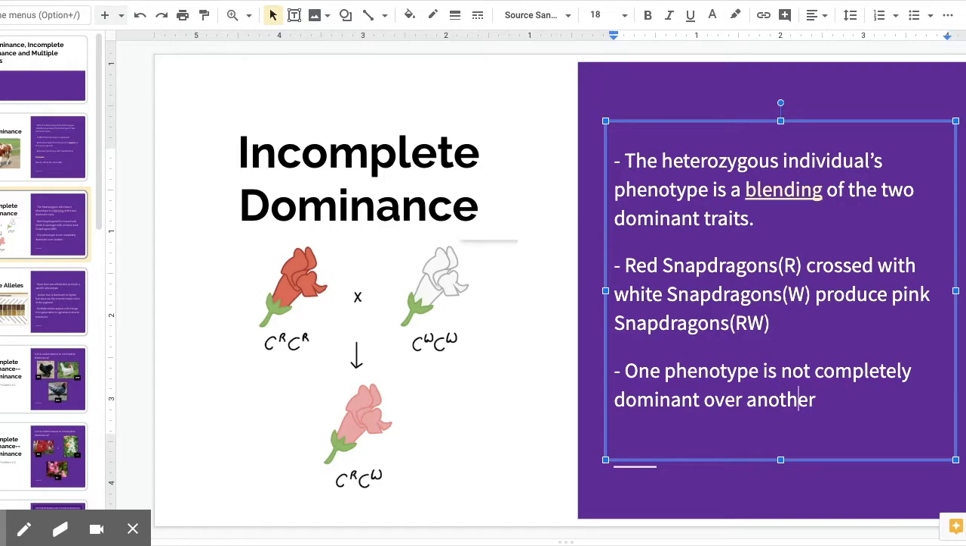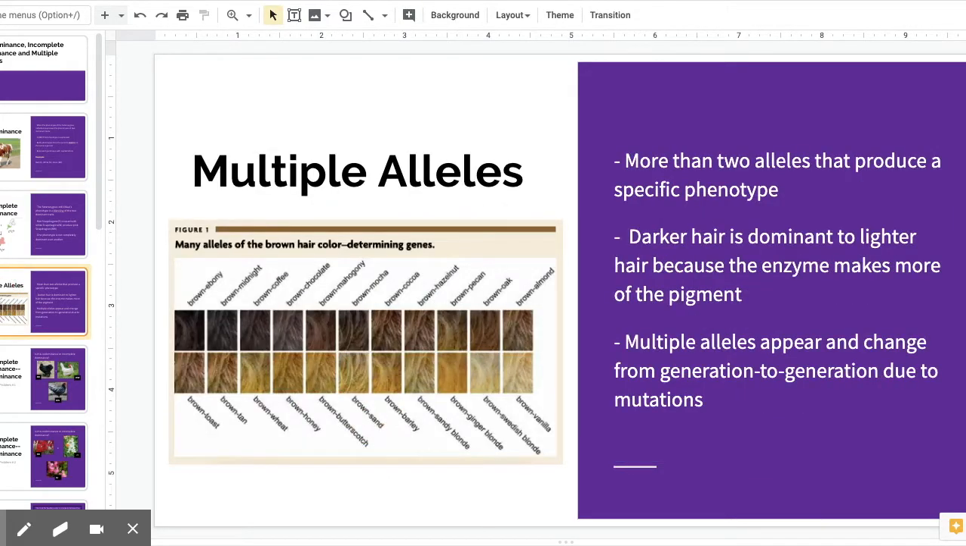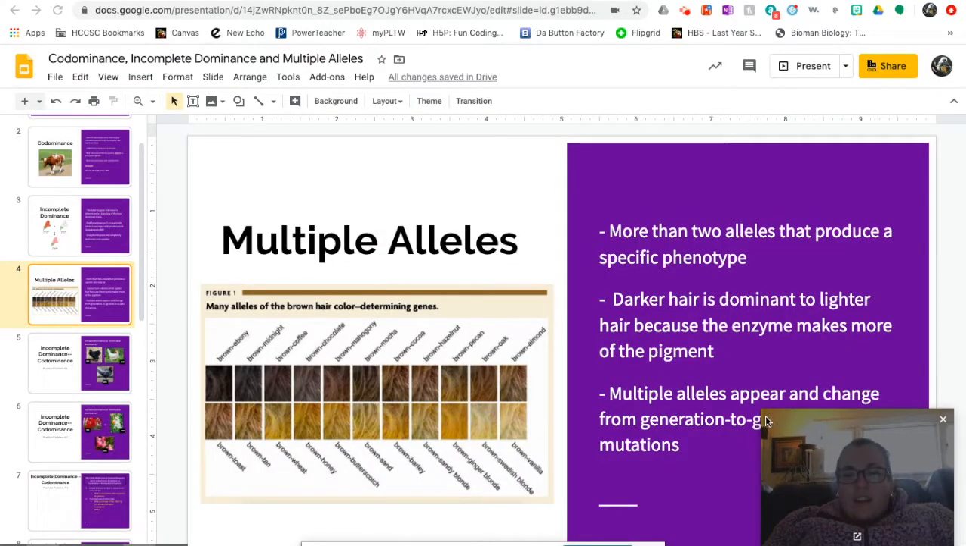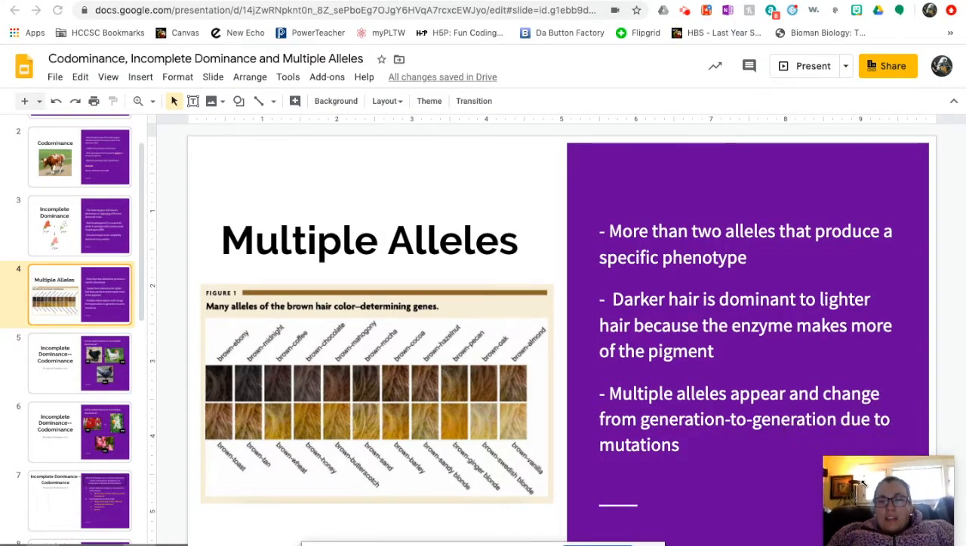The third type that does not follow the typical rules is multiple alleles. This is something like hair color. We don't just see one color of blonde or one color of black. We see this gradient. As I said, this is where you have more than two alleles producing a specific phenotype. You're going to have multiple alleles doing that, and it's a range of things.